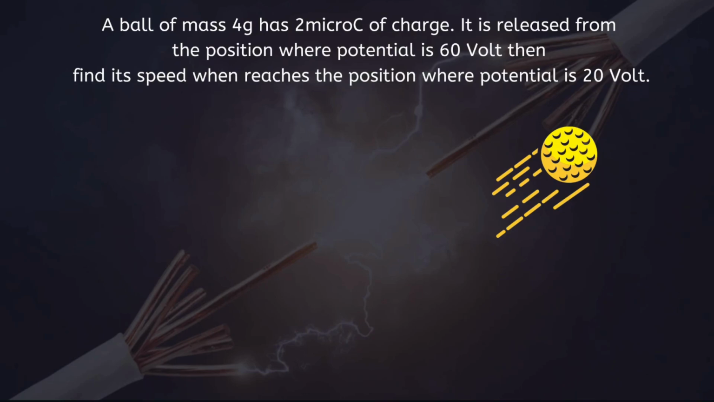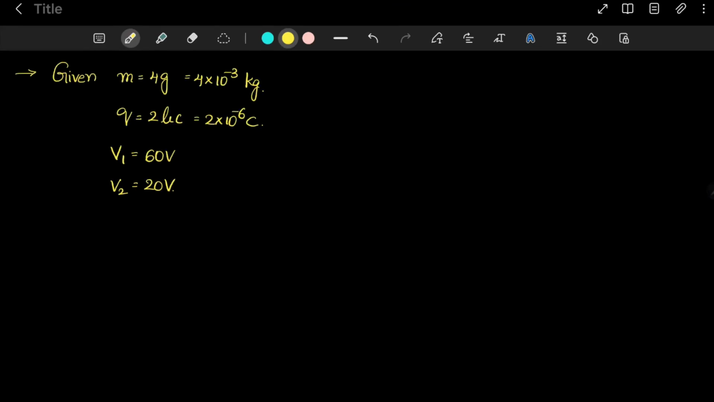Okay, right. So these are the values that are being given in that particular question. We have to find what is the velocity attained. We have already discussed that work done, when it is going from one point to another point, is equal to potential difference into the charge moving.